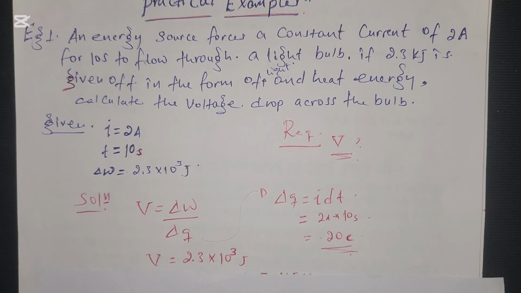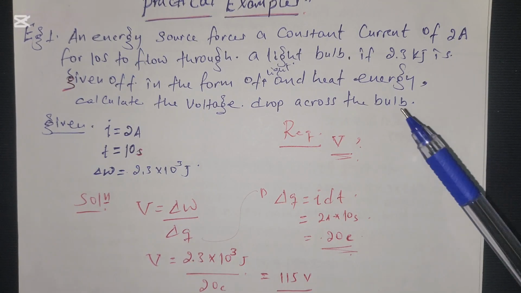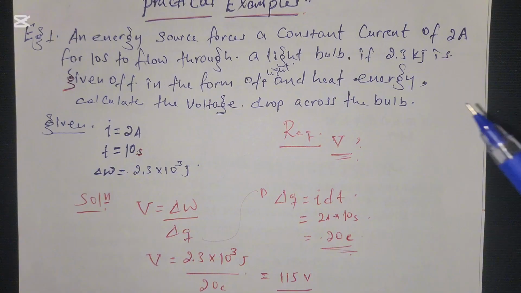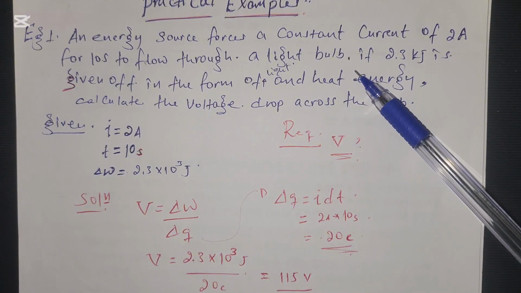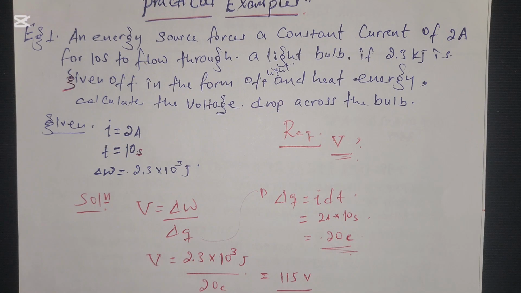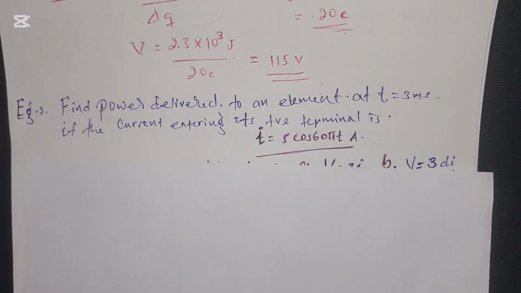So in order to calculate the voltage, we have the delta work. The work done is simply the amount of energy dissipated. Calculating this would give us 115 volts. Now let's go to the next problem.